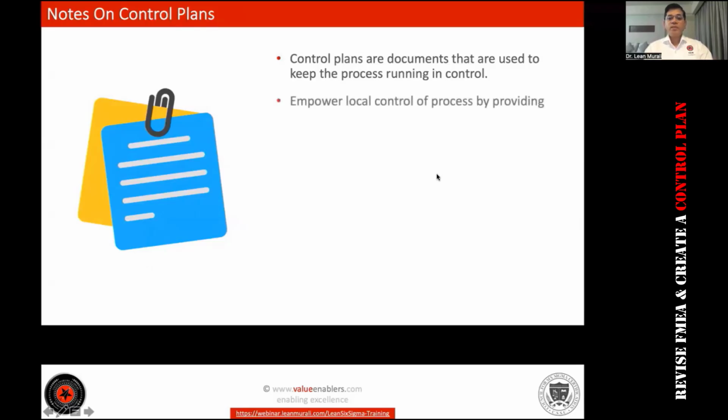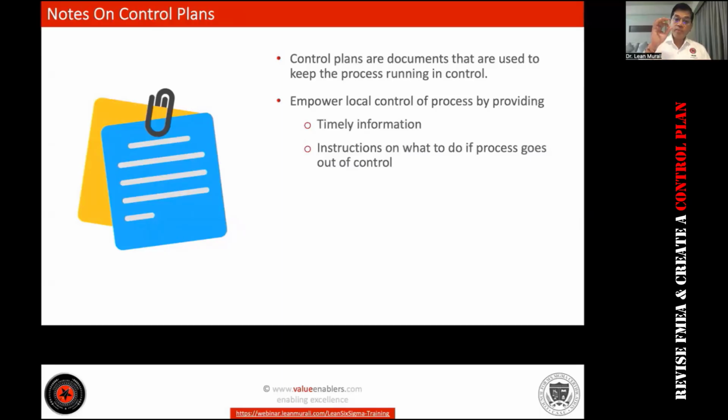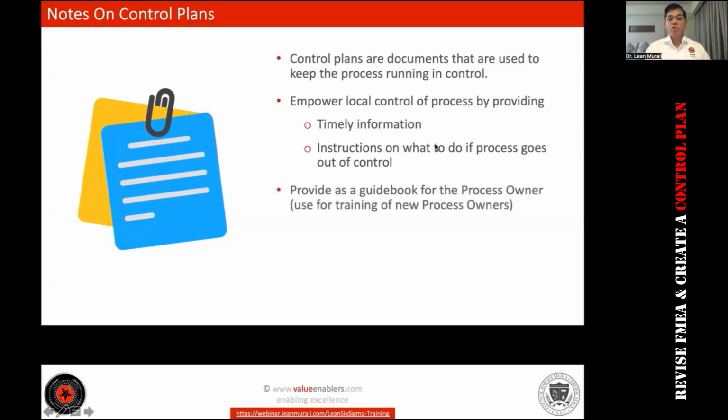It empowers the local control of the process by providing timely information. It gives instruction on what to do if the process goes out of control. This is very important. This is called reaction plan. It is like a guidebook for the process owner using a training of new processes.